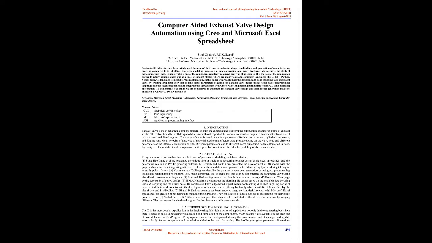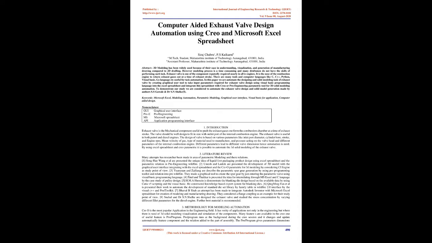There are many tools and computer languages, like C, C++, Python, Visual Basic, Go language, etc., useful for task automation. In this paper we automate the designing and solid modeling task of the exhaust valve by creating a graphical user tool to take input parameters required for exhaust valve design using the Visual Basic programming language into the Excel spreadsheet, and integrate this spreadsheet with Creo or Pro/Engineering parametric tool for 3D solid modeling automation.